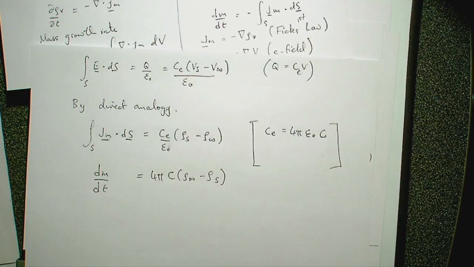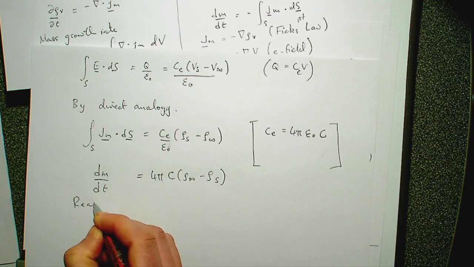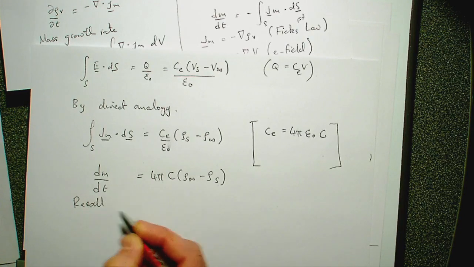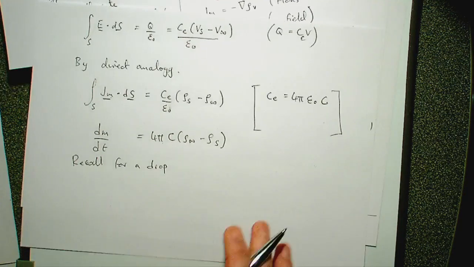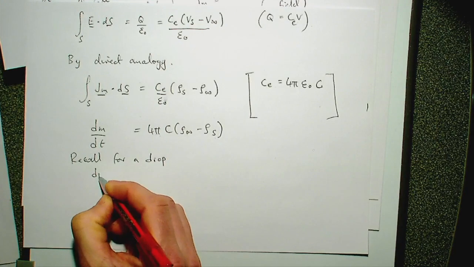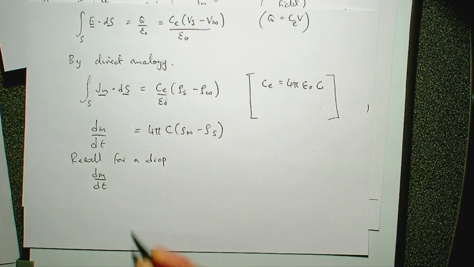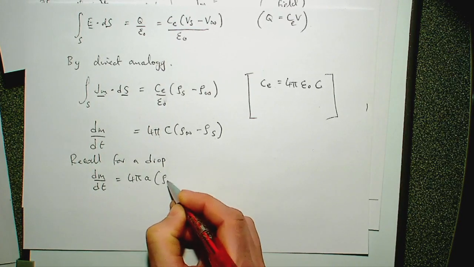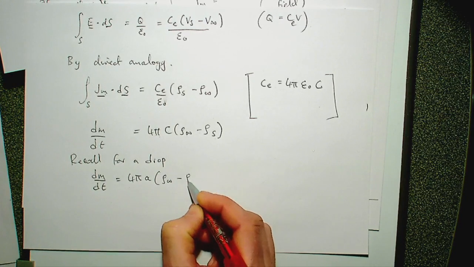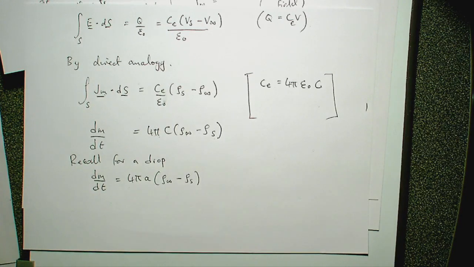So there's been some fairly hand-waving arguments, but the key to it was just making this direct analogy from electrostatics. And so I should say, recall that for a drop, this spherical particle, we worked out that the mass growth rate for a drop was equal to 4 pi A, A is the radius, times vapor density at infinity minus vapor density at the surface of the drop. Looks quite similar. The only difference is that instead of the radius, we've got the capacitance now.